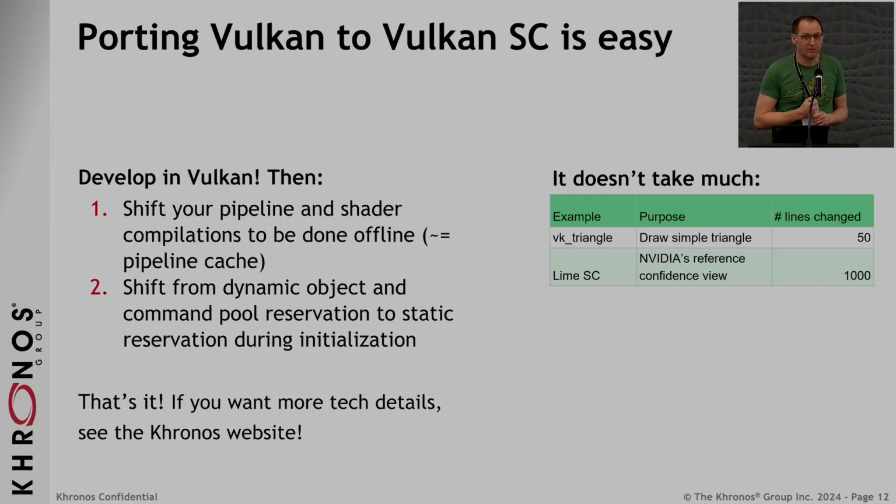NVIDIA's done a couple of things here. They have a little triangle example, which they say is 50 lines of changes to move between Vulkan and Vulkan SC. And then they've got one of their reference confidence view applications, and they say that's around 1,000 lines of code change between them. So it's not nothing, but it's not rewrite all your applications to port between them.